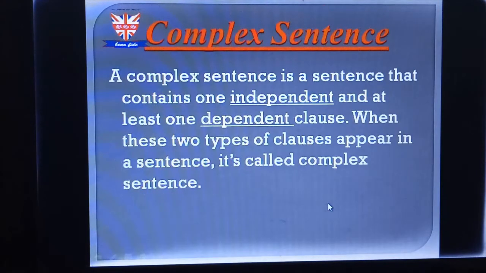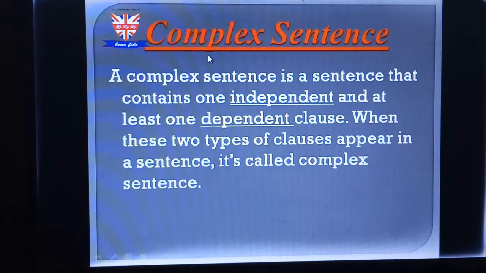Okay, so let's see. A complex sentence is a sentence that contains one independent and at least one dependent clause. When these two types of clauses appear in a sentence, it's called a complex sentence. So what we have understood is that in a complex sentence, there should be an independent and a dependent clause. If a sentence includes an independent and a dependent clause, that sentence will be a complex sentence.